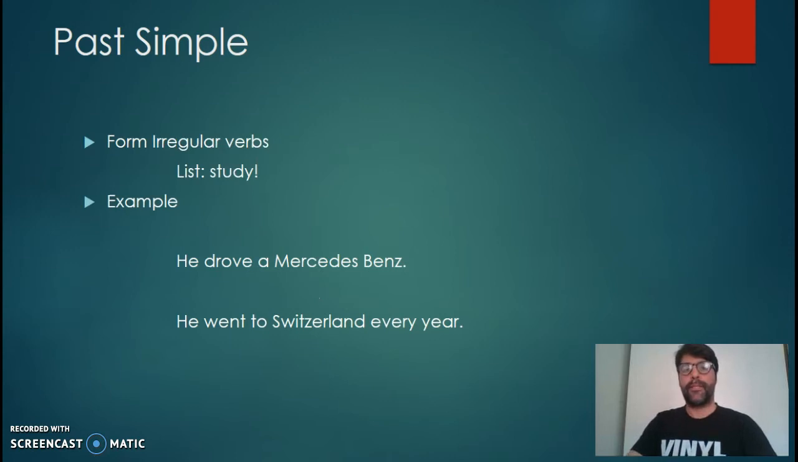What about the irregular verbs? That's a different story. You have a list there and you have to study that list. I give you some examples. He drove a Mercedes-Benz. That comes from to drive, drove, driven. He went to Switzerland every year. To go, went. That's the list.